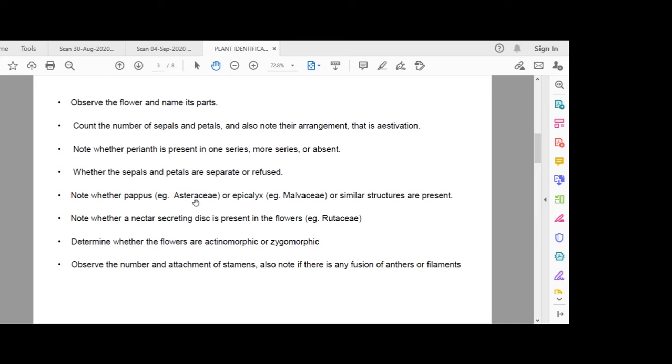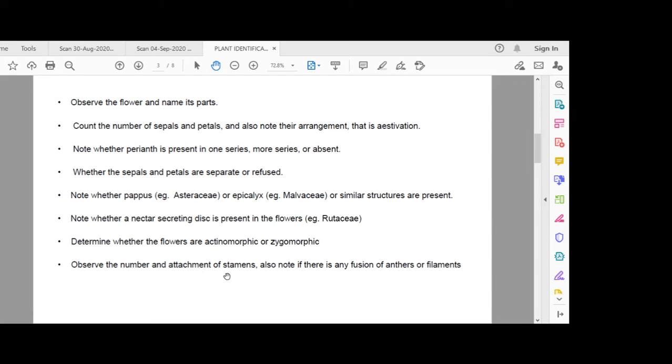Note whether pappus or epicalyx or similar structures are present, because pappus is a characteristic feature of Asteraceae and epicalyx is a characteristic feature of Malvaceae. Note whether a nectar secreting disc is present in the flowers, which is the characteristic feature of Rutaceae. If it is present, we will go to the family Rutaceae. Determine whether the flowers are actinomorphic or zygomorphic. Observe the number and attachment of stamens. Also note if there is fusion of anthers or filaments.